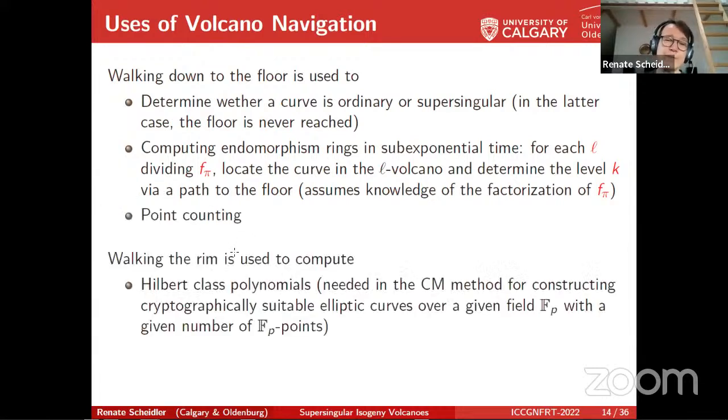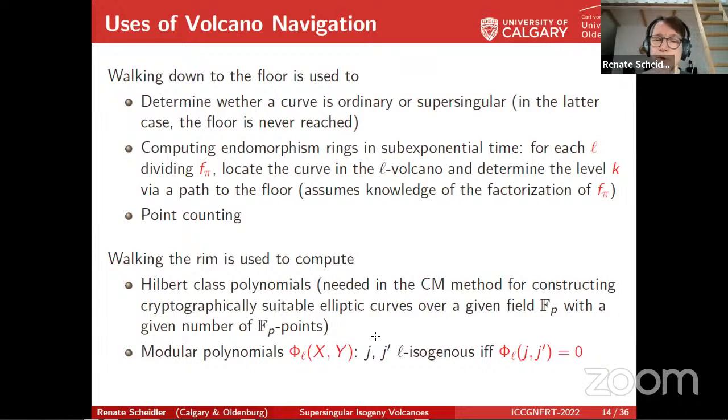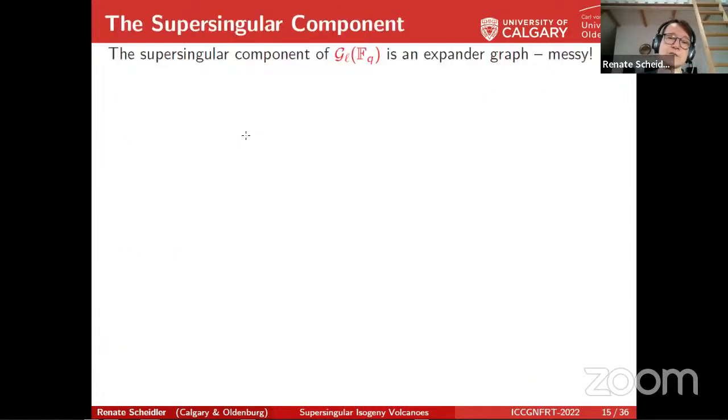You can do point counting, I mentioned that before. Walking the rim, for example, is used for computing Hilbert class polynomials, and they also have applications in cryptography, finding cryptographically secure curves. Also modular polynomials. So modular polynomials actually characterize the edges. The modular polynomial is a polynomial in two variables, and if you stick in two J invariants, you get 0 if and only if there's an edge between them. So again, walking in this isogeny graph has a lot of applications.